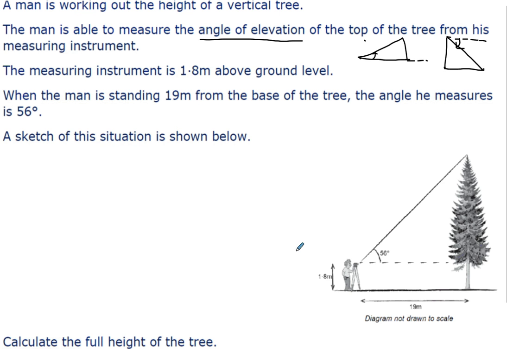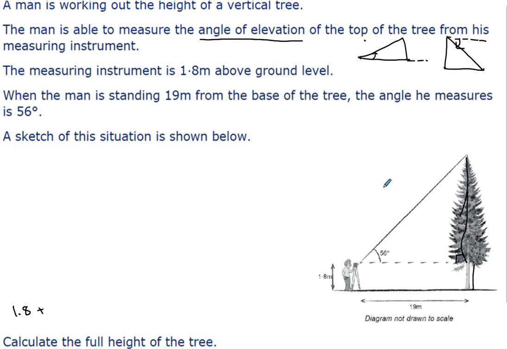The measuring instrument is 1.8 meters above ground level. When a man is standing 19 meters from the base, the angle he measures is 56. So again, I'm not destroying the tree, but you can tell that's your right angle triangle. So again, trigonometry. And we have to calculate the full height of the tree. So if we're calculating the full height of the tree, we also have to include the 1.8. So here we are preparing again, we're going to do 1.8, and then we're going to find that length of the right angle triangle.